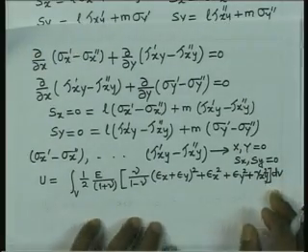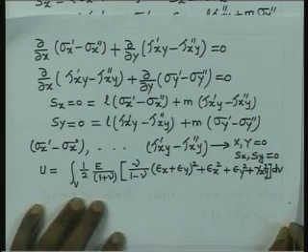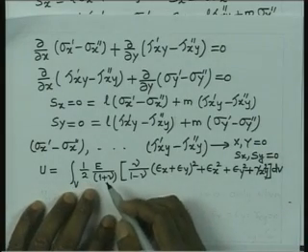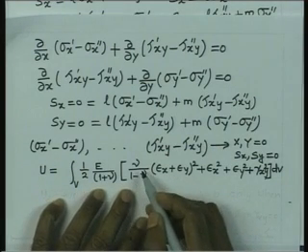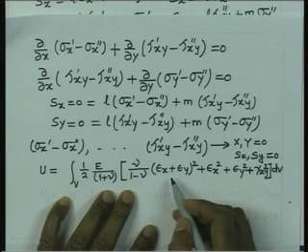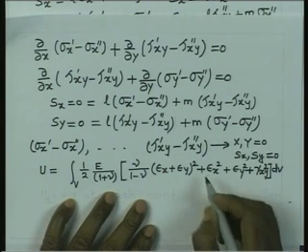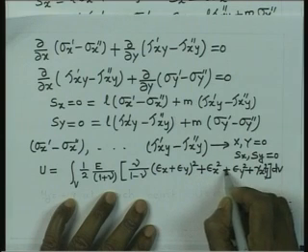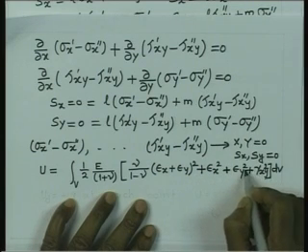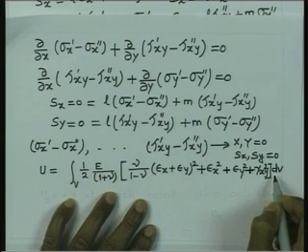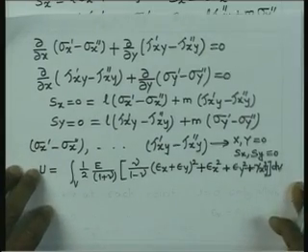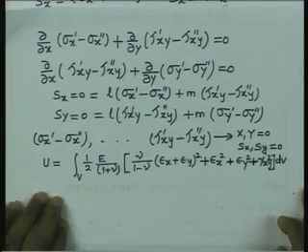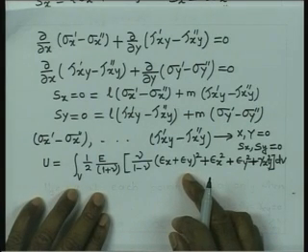So, the expression for the strain energy in the whole body is given by integration of 1/2 E/(1+ν) into [ν/(1−ν) (εx + εy)² + εx² + εy² + γxy²], and this integration is to be done over the whole volume. What we find here is that the expression is such that irrespective of the sign of the strains, we are going to get the strain energy density.